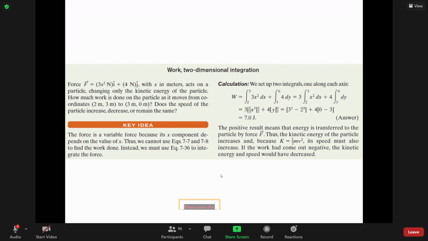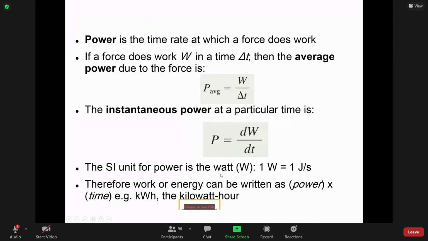Good. Okay. Now we come to the topic of power in the last 5 minutes. Remember, the power unit should be in watts. What is the watt? The watt, or power, is defined as energy or work per time. So power, abbreviated as P, is defined as work over time. The unit of work is joule, and the unit of time is second. So 1 joule per 1 second is equal to 1 watt.